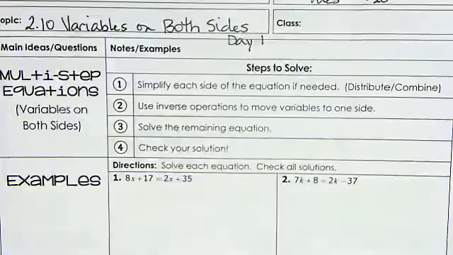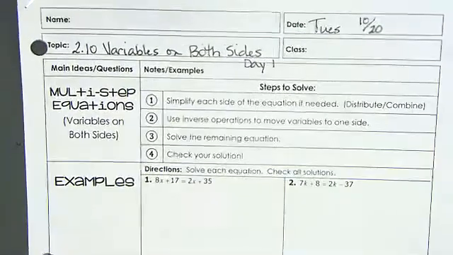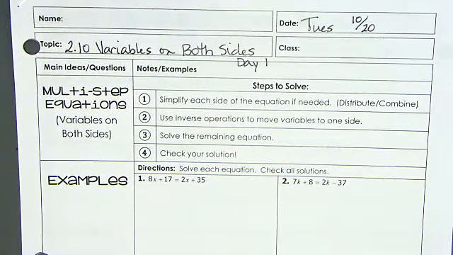So today we are going to do kind of what we've been doing, but we're going to do this where we end up with variables on both sides and then have to get to solving. So here we go. Let's talk about what our steps to solve are.